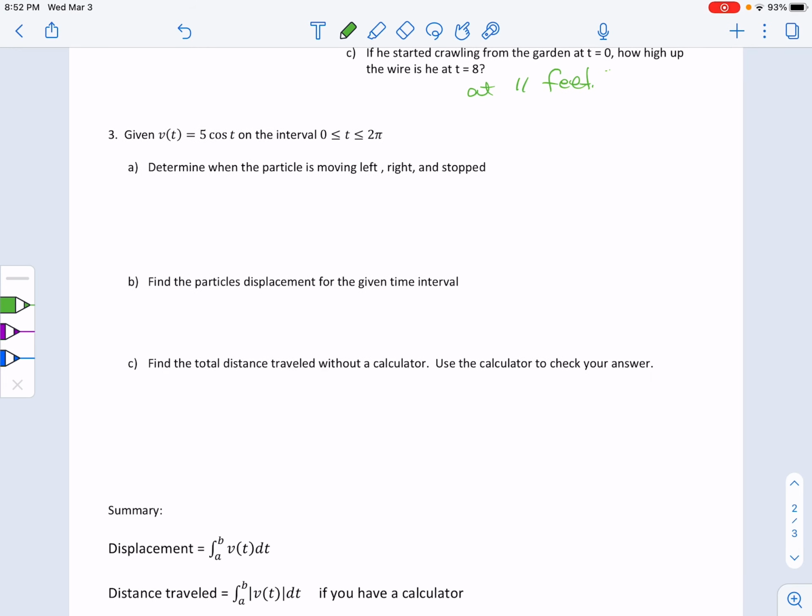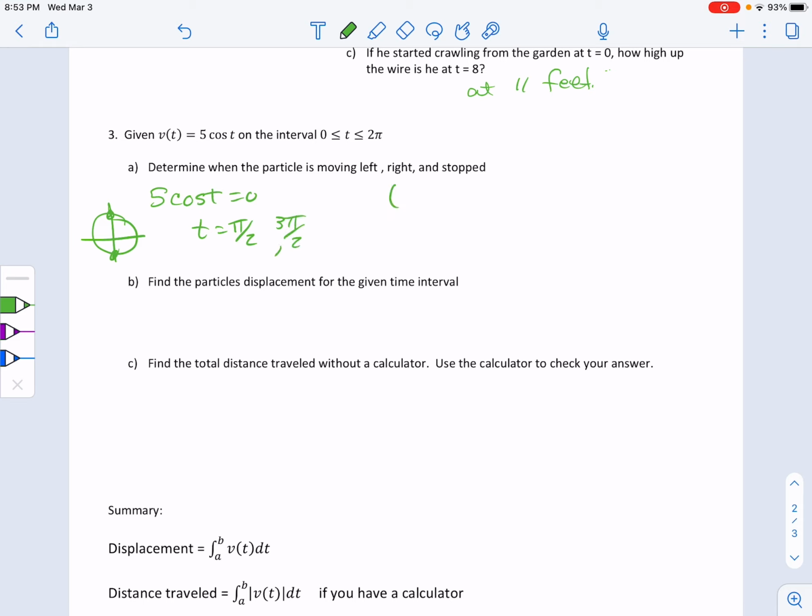All right, last problem. You're given the velocity function. Determine when the particle's moving left, right, and stopped. So first you got to determine when it stopped. So when is 5 cosine t equal to 0 on the unit circle? The cosine's 0 here and here. So t is equal to pi over 2 and 3 pi over 2.